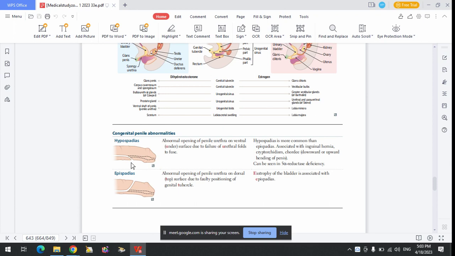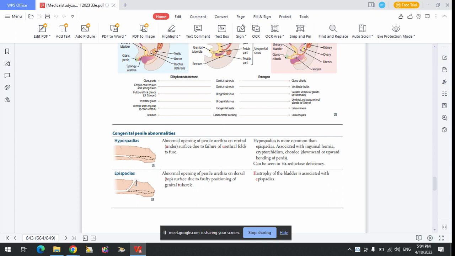In epispadias, the problem is that the genital tubercle is abnormally positioned. It's not positioned where it should be at the tip of the penis, so it's positioned at the dorsal aspect. That is why the opening of the urethra in epispadias is dorsal. So if this guy urinates, the urine will be moving up from the dorsal aspect of the penis. In hypospadias, it is moving up from the ventral aspect of the penis. And they have different pathophysiology. Hypospadias is due to the urogenital fold failing to fuse completely. In epispadias, it is due to abnormal positioning of the genital tubercle.